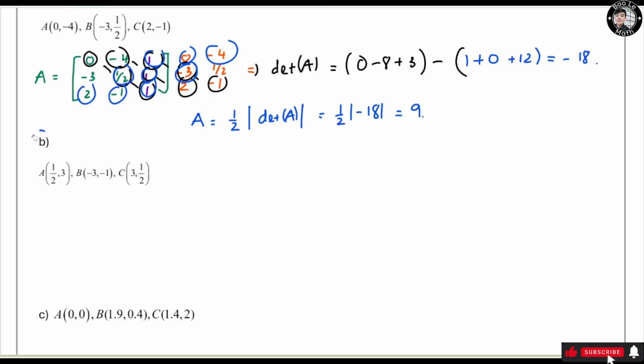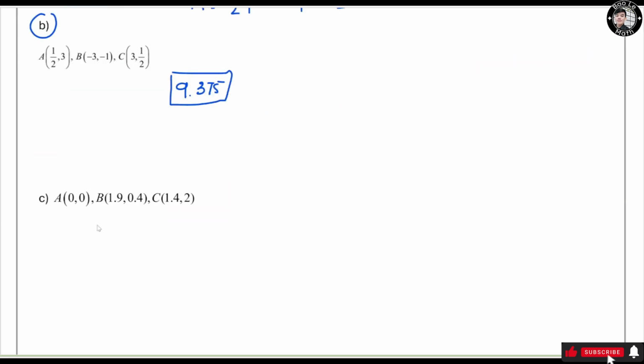Now, question B, similar to question A. I'll leave this one for you to practice. The answer for this one is 9.375. And the answer for question C is 1.62. And it's your time to stop.